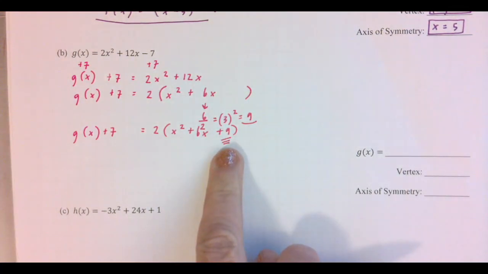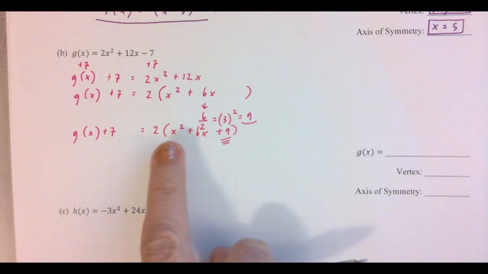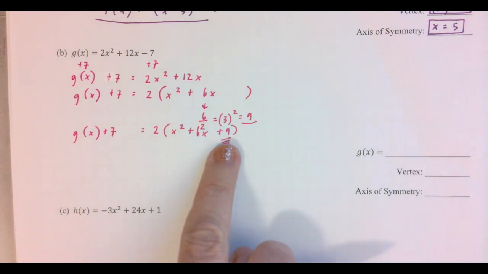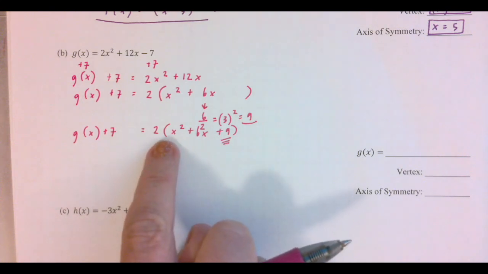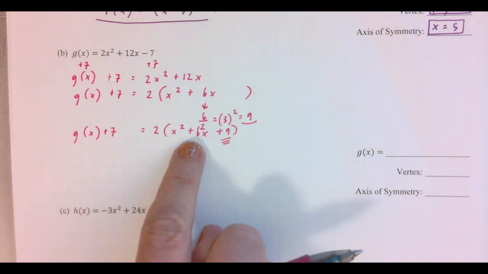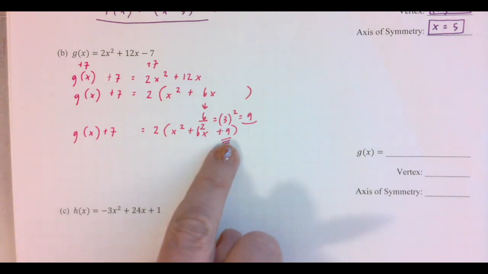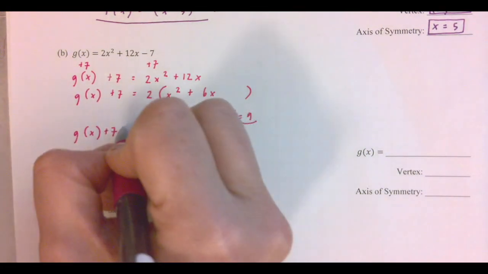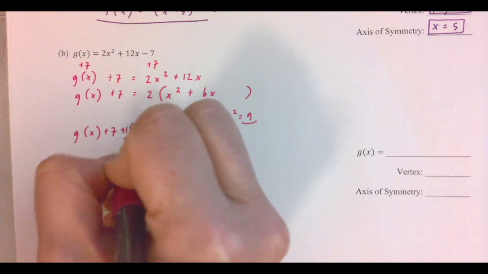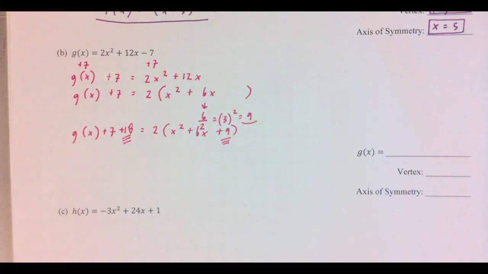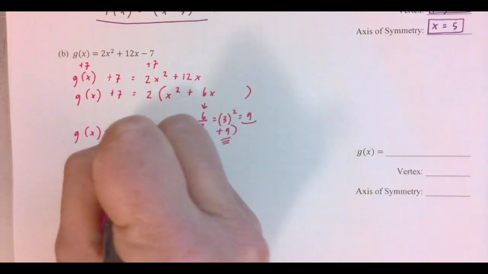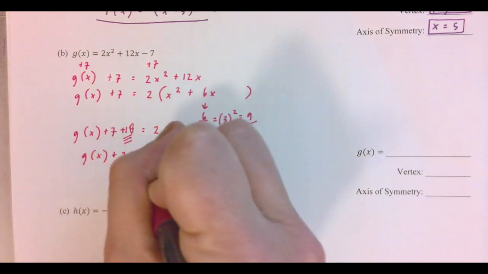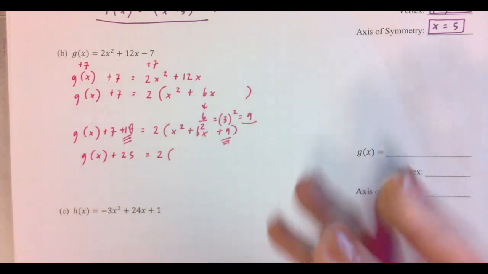Now, it looks like I've added 9 over here, but I really have added 2 times 9, right? Because if I distribute this side back out, I have the 2x squared plus 12x plus 18. So I need to add 18 to the other side to keep it balanced. So now combine the like terms, right? g of x plus 25 equals 2 times.